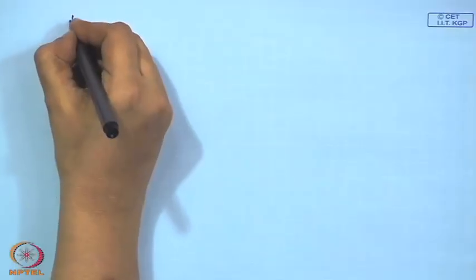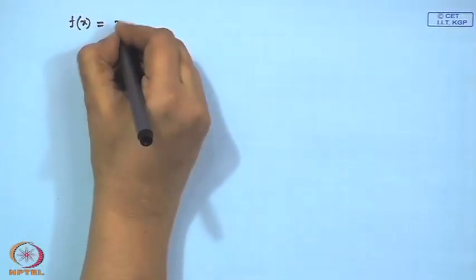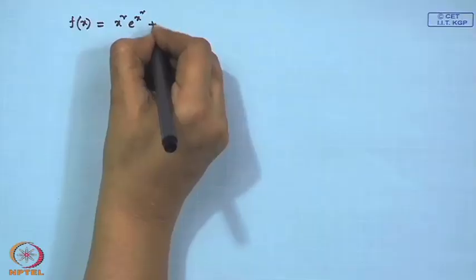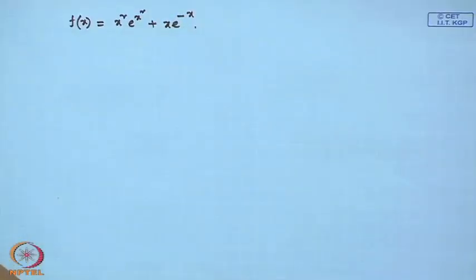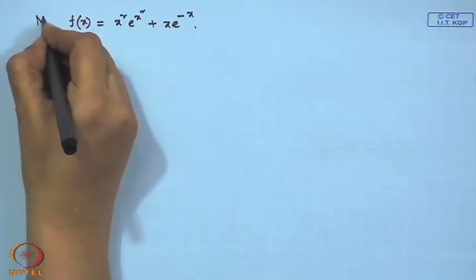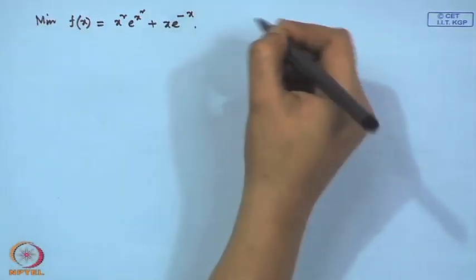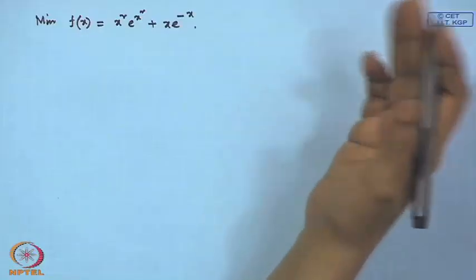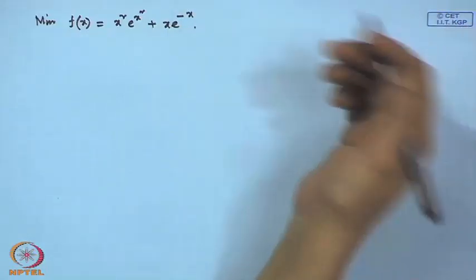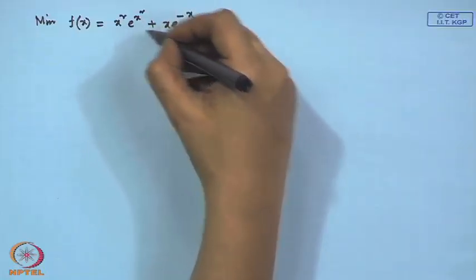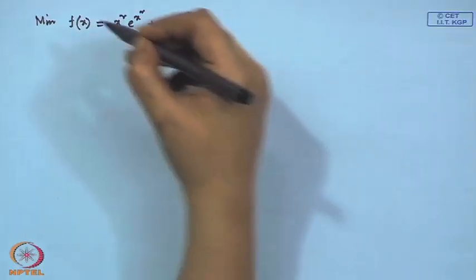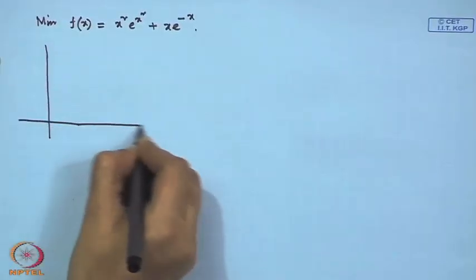Now, for example, there is a function f x is equal to say x square e to the power x square plus x into e to the power minus x. Some range of x is given to us. Now, if I want to minimize this function, then the function will be differentiable. Now, sometimes it happens that it is not differentiable. Now, we can just approximate this function with a quadratic polynomial, that is the idea. For example, if this is the graph of this function.